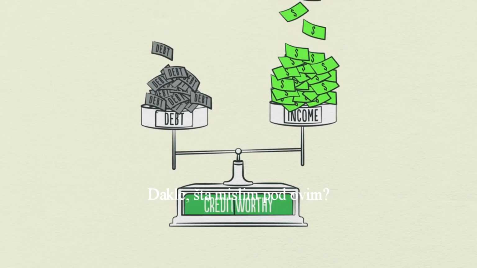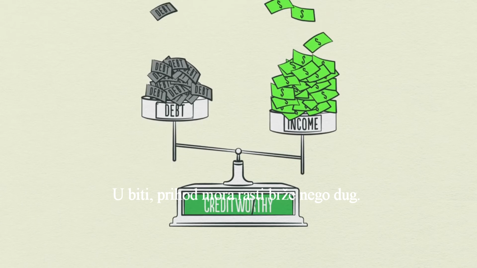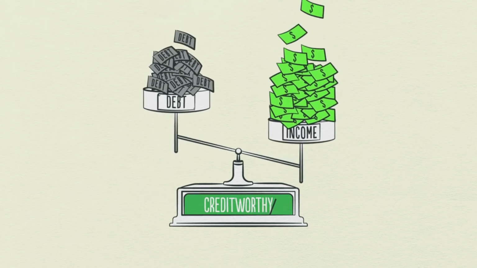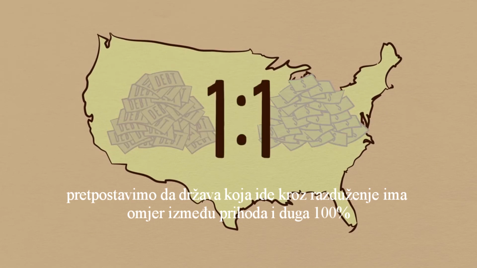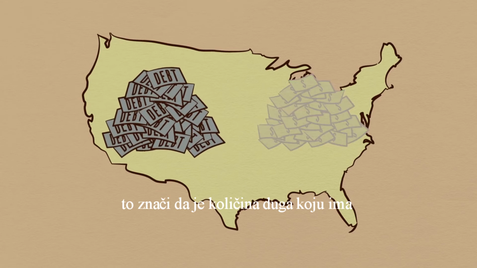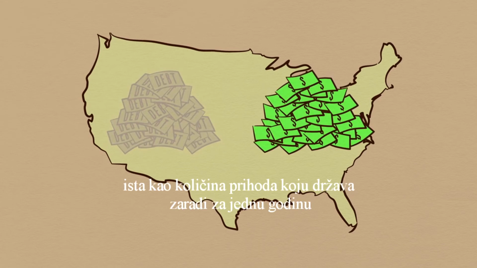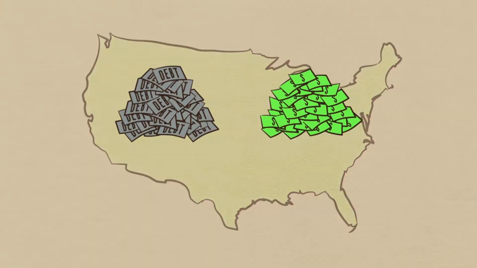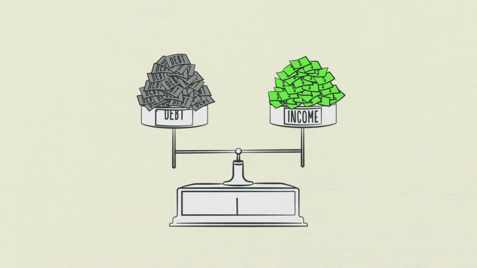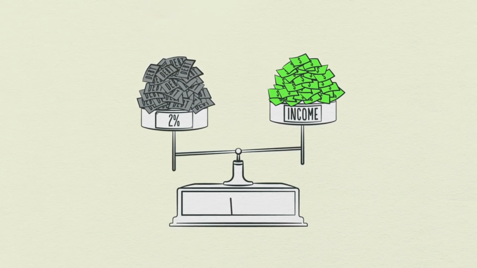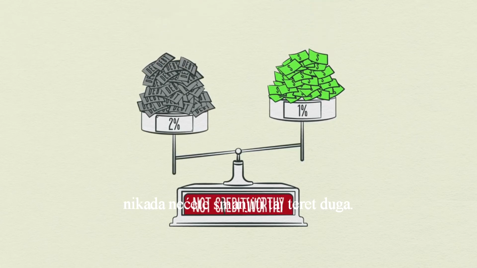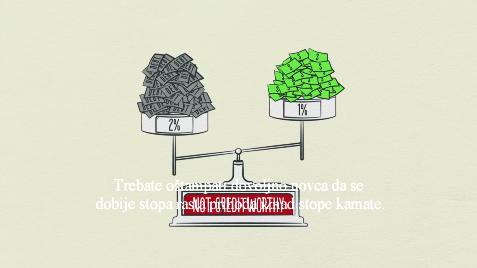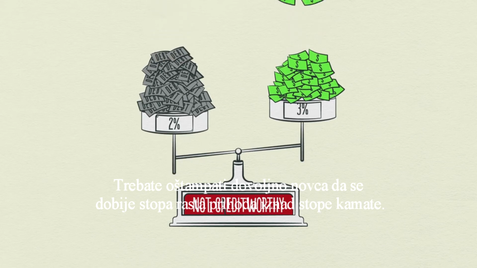So what do I mean by that? Basically, income needs to grow faster than debt grows. For example, let's assume that a country going through a deleveraging has a debt-to-income ratio of 100%. That means that the amount of debt it has is the same as the amount of income the entire country makes in a year. Now think about the interest rate on that debt. Let's say it's 2%. If debt is growing at 2% because of that interest rate, and income is only growing at around 1%, you will never reduce the debt burden. You need to print enough money to get the rate of income growth above the rate of interest.